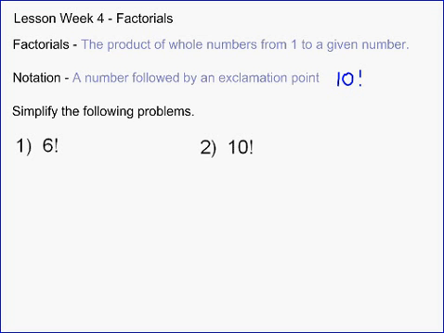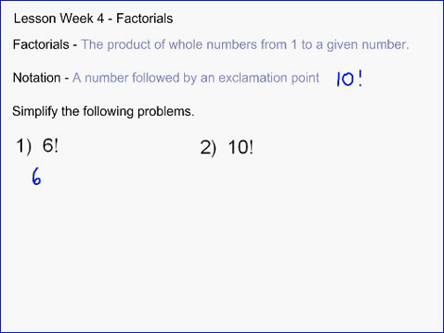So that tells you, if you ever see 10, then an exclamation point, that says 10 times 9 times 8 times 7 times 6 times 5 times 4 times 3 times 2 times 1. And the way we wrote it in the definition, we said from 1 to that number, but usually we actually count down. It's a little bit easier way to deal with it.